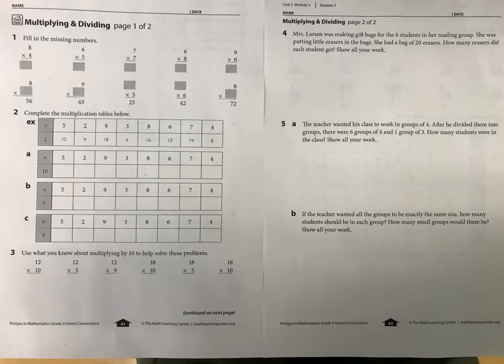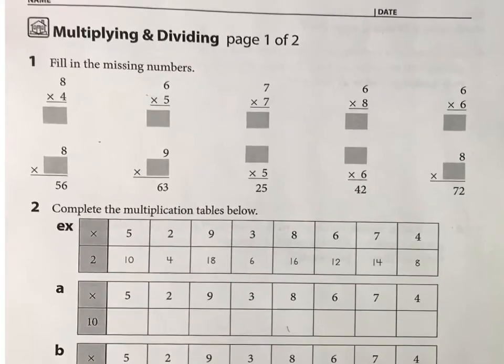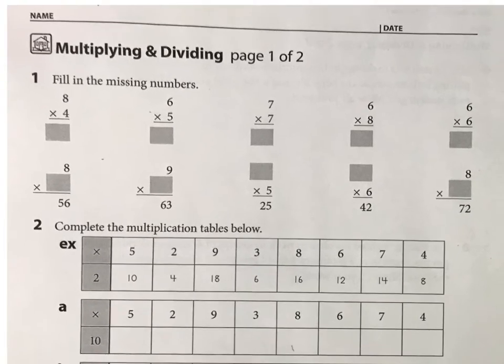Okay, so we're looking at multiplying and dividing, and I think this first section, you should at this point be able to solve these on your own. Just be aware, the second row, you're looking almost like division. 8 times what equals 56 to figure out what goes in those boxes.